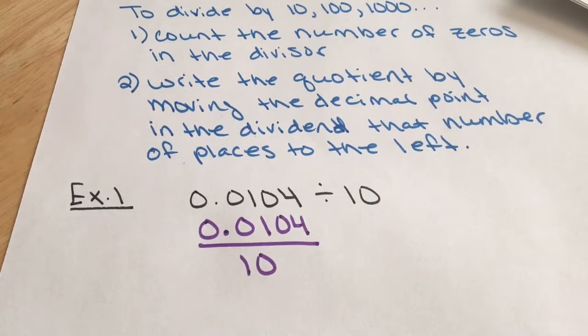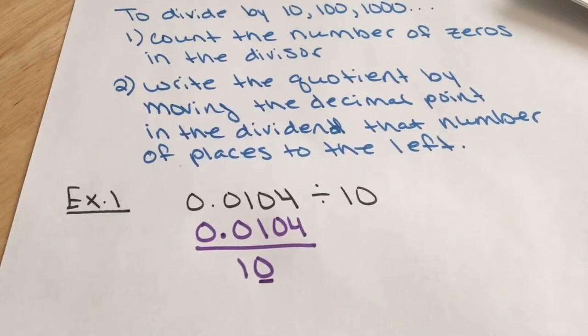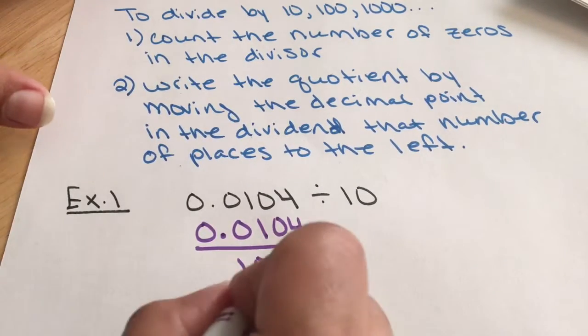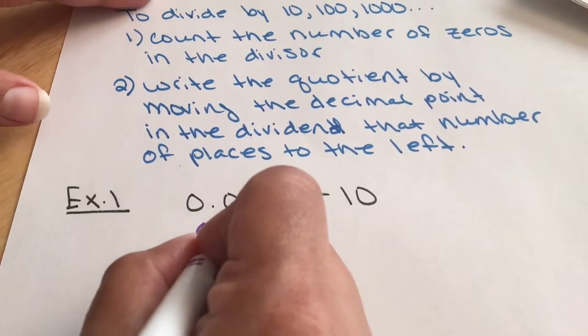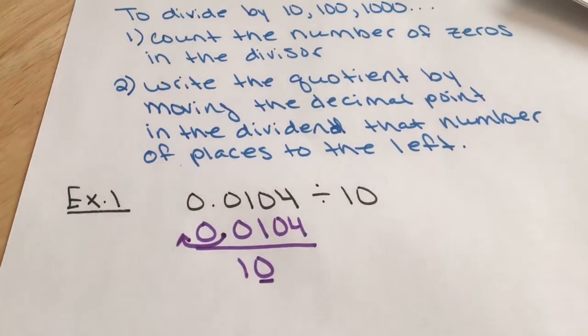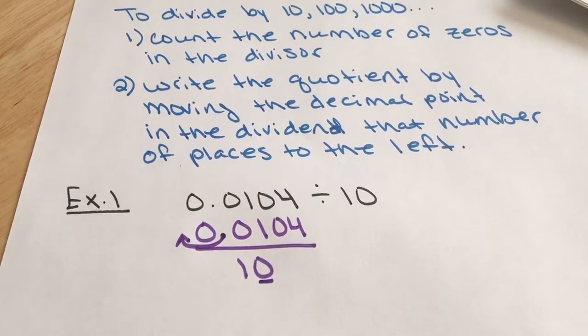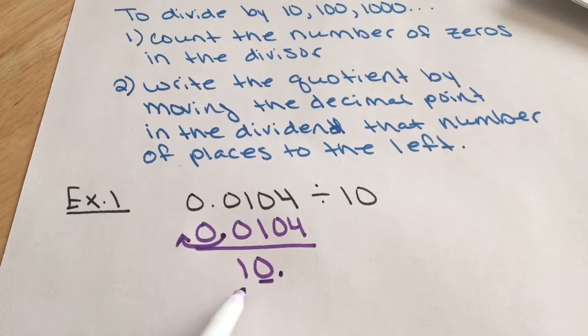Now remember, our first step tells us to count the number of zeros in the divisor. I have 1 zero. Then our second step tells us to write the quotient by moving the decimal point in the dividend that number of places left. So since I have 1 zero, I'm going to move my decimal 1 place to the left. The other way I like to look at this is I like to put a decimal behind our divisor. I want to make our denominator a 1.